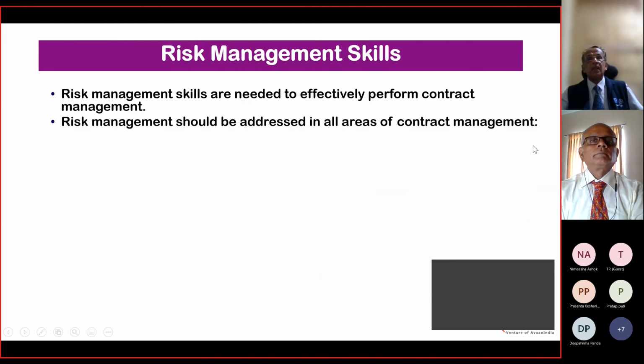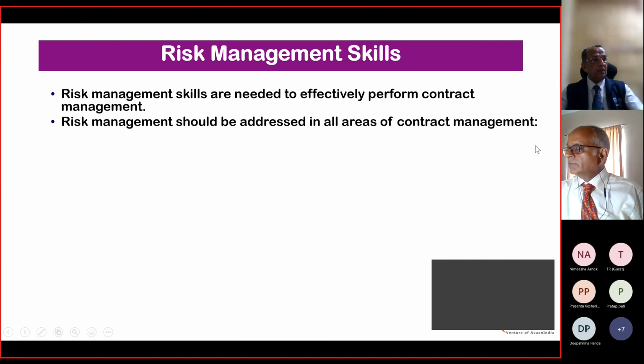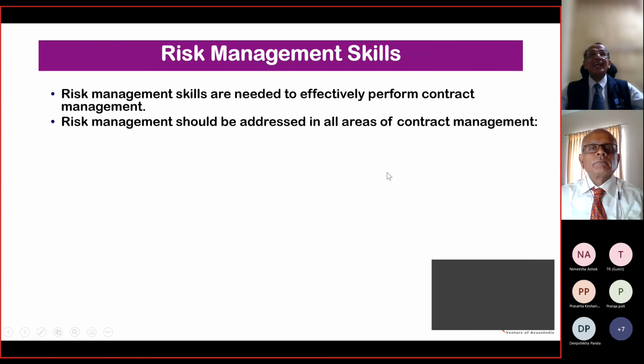Risk management skills. We have been talking about risk management so much, and I've also been talking personally about the risk management policy of the company. So let's see the risk management skills, like what Shyam has just been talking about. Everyone is responsible for risk management. So what skills does one need to acquire to effectively perform contract management? Risk management should be addressed in all areas of contract management.